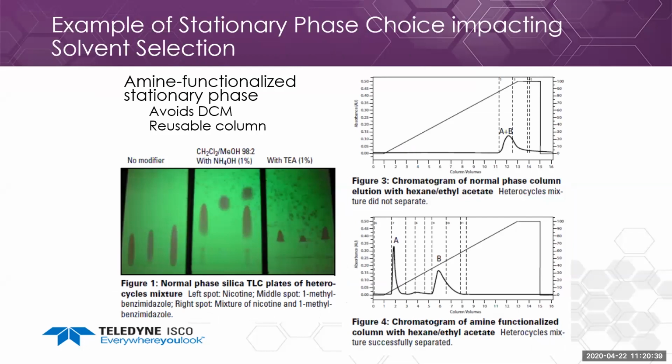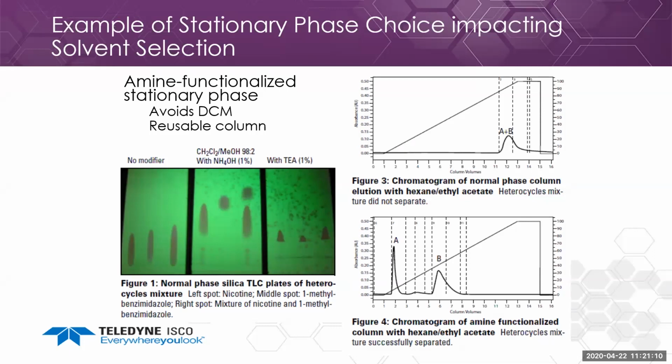Another way that we could make a stationary phase choice that would impact solvent selection is choosing an alternate stationary phase. So in this case, amines are notoriously difficult to separate on silica, and they require some unique solvent systems if you're purifying them on silica. Otherwise, you see streaking. Another alternative is to choose a functionalized column like the amine functionalized stationary phase.